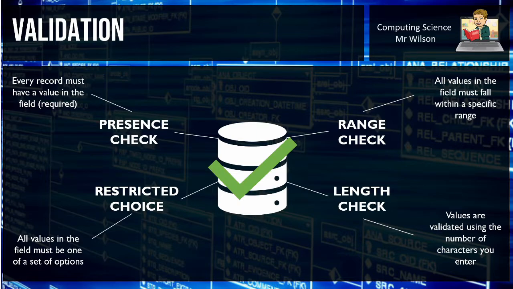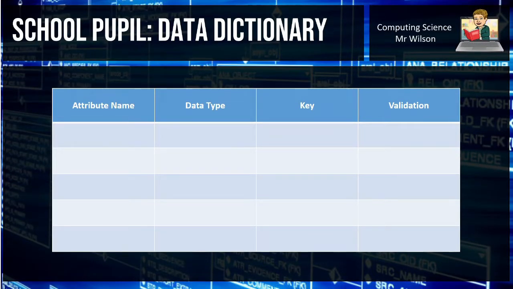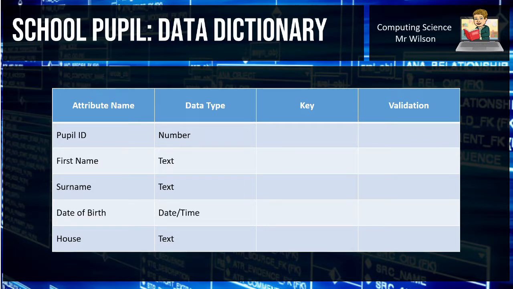So let's create a data dictionary for a database table to hold information about pupils in a school. In this case, the entity is school pupil. When coming up with attributes, we're deciding which aspects of data we will gather about school pupils. In this case, pupil ID, first name, surname, date of birth and house. Pupil ID would be a number, text would be an appropriate data type for our name fields and house, date of birth would be a date and time attribute, and we would put PK in the key column for pupil ID to detail that it's the primary key.